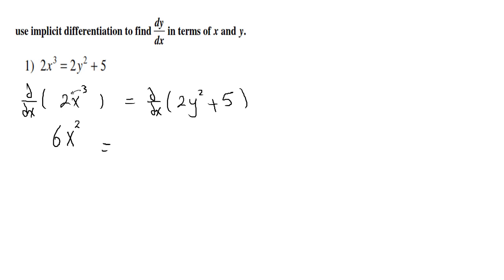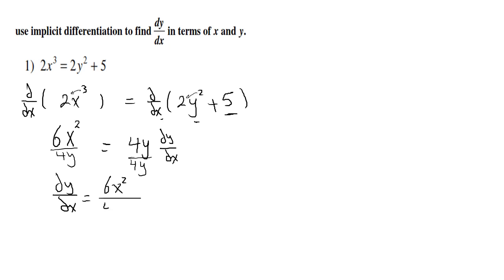For the second one, the derivative of 2y squared is 4y after I put down the exponent and subtract 1 from the exponent, times dy/dx. Why? Because y is not a function in x here. So the derivative of y is dy/dx, plus the derivative of any constant is equal to 0. So now I need to rewrite it to find the value of dy/dx. So dy/dx is equal, I'm going to divide both terms by 4y. So dy/dx is equal to 6x squared divided by 4y.